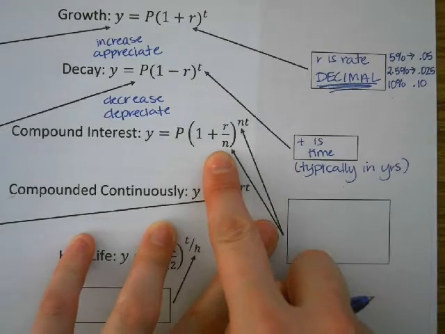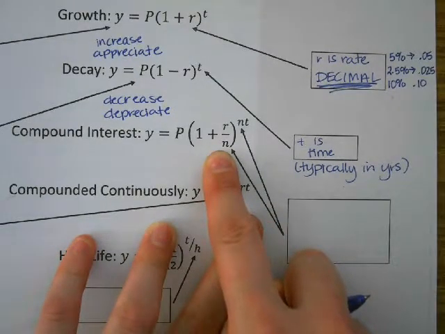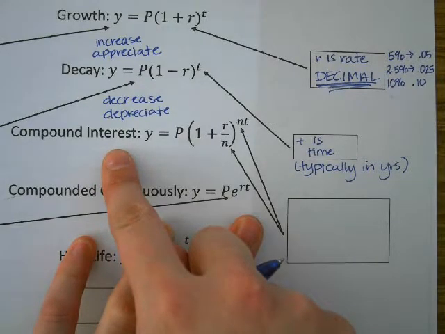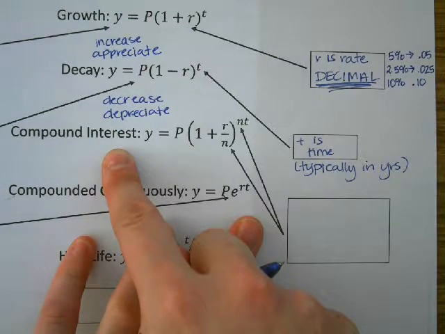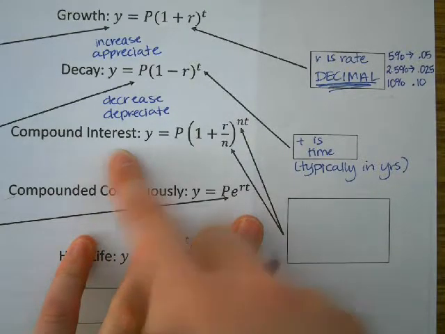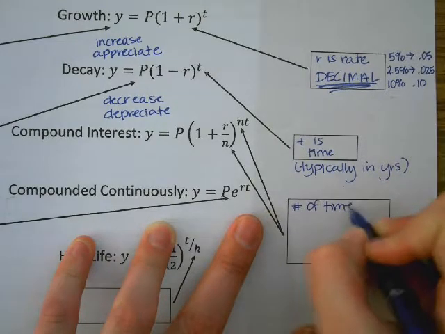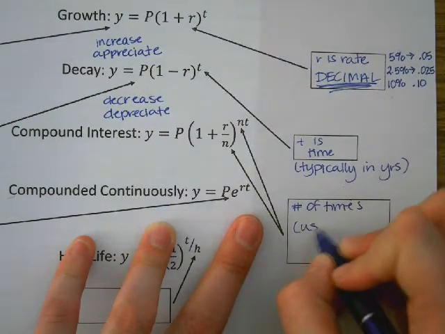Does anyone know what the n is in here? Compound interest formulas might say that the interest was compounded quarterly, monthly, weekly, annually, semi-annually, or daily. So what's the n? It's the number of times per year. Okay, so the n is the number of times, usually per year.